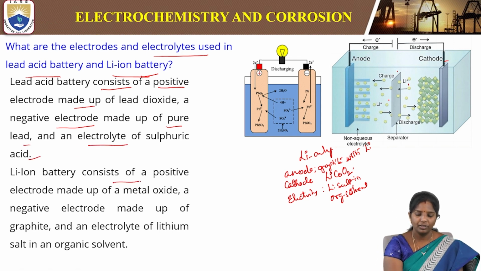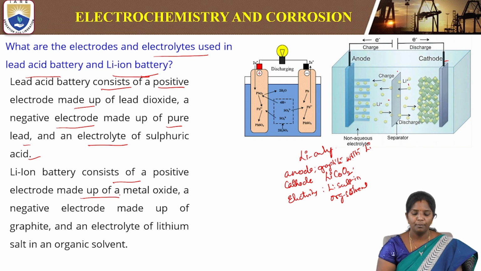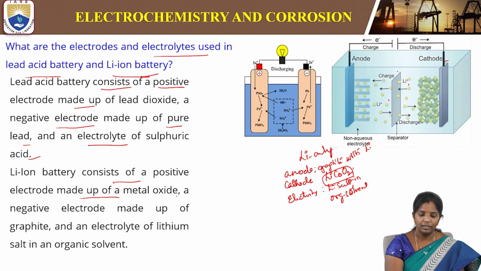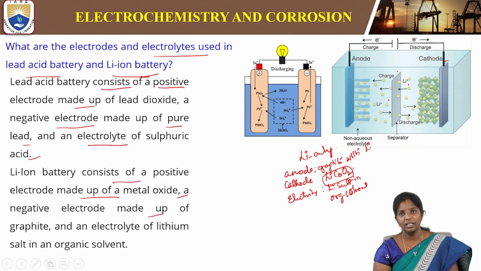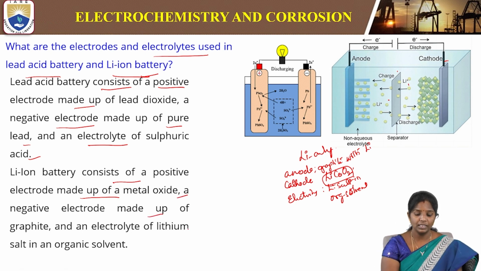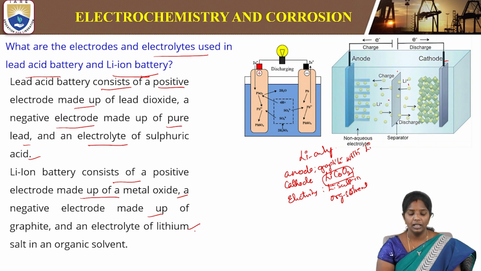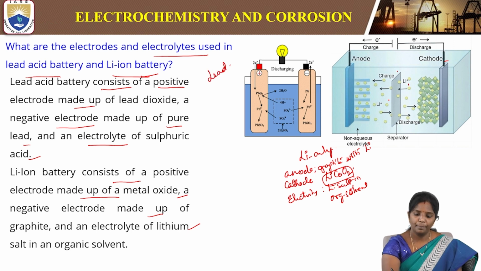And a lithium ion battery consists of a positive electrode, a metal oxide, that is lithium cobalt oxide, and a negative electrode made up of graphite intercalated with lithium, and an electrolyte, that is lithium salt in an organic solvent. So these are the electrodes and electrolytes of the lead acid battery and the lithium ion battery. Lead acid battery, and this is the lithium ion battery.